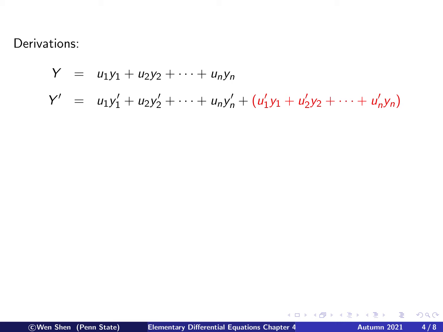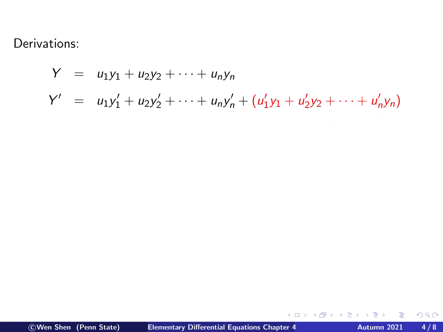If this confuses you, think of differentiating this term by the product rule: you get two terms. The first is differentiating y1, which gives this term, and the second, differentiating u1, gives that term. The same goes for this one: you differentiate y2 to get this term, and differentiate u2 to get that term. I just write this in this way, collecting the derivatives on y all here and the derivatives on u all here, and I mark them in red.